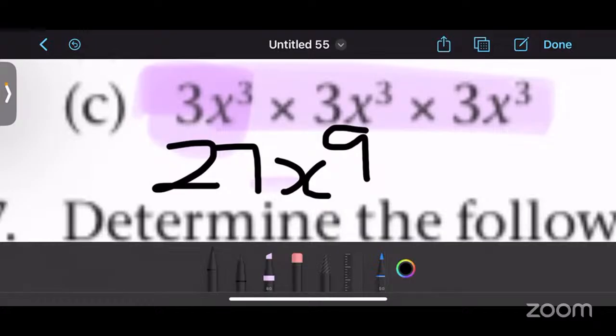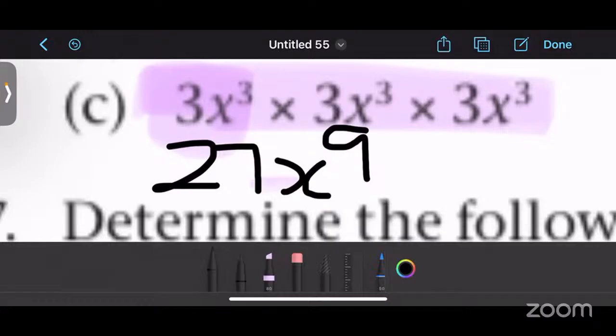From there, you're going to say 3x to the power 3, ma'am, times 3x to the power 3, and it gives you 9x to the power 6. Then you say 9x to the power 6 times 3x to the power 3, and then it gives you 27x to the power 9. It's still the same, is it correct? Yes, ma'am. Are you sure? I guess. Yeah. Basically, that's it.